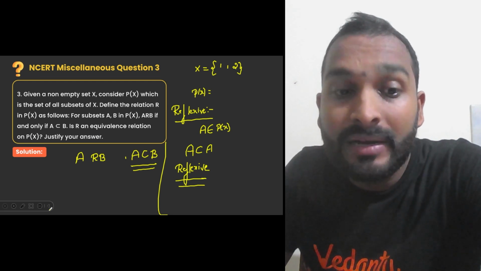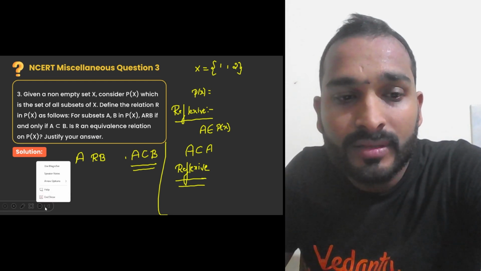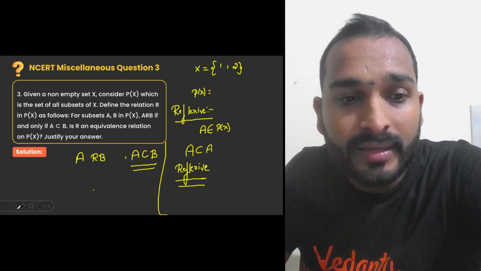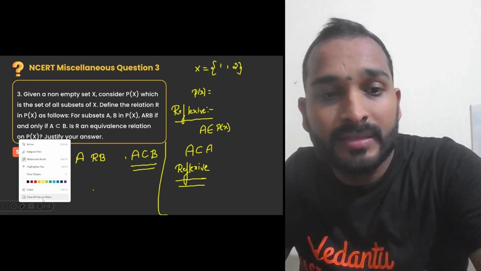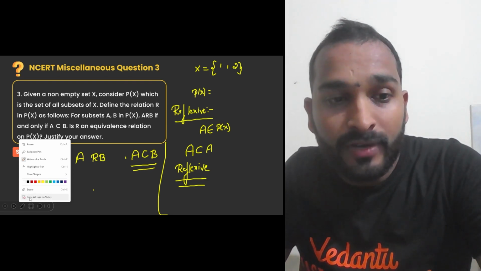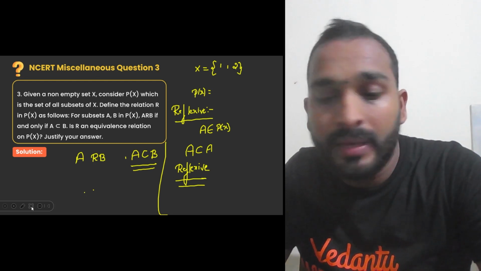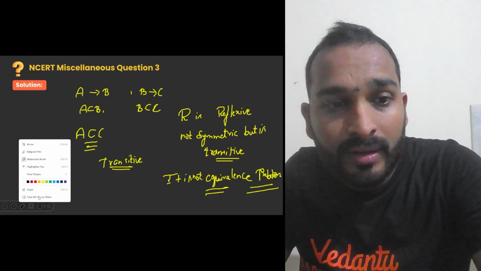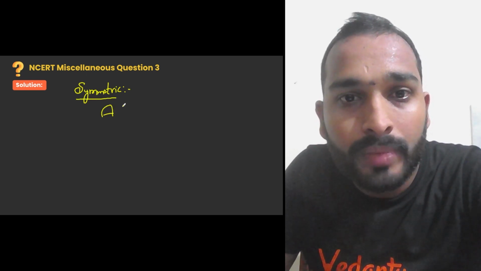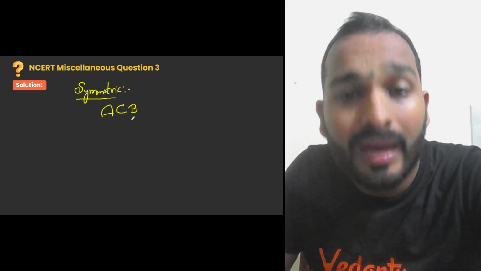But consider, is it symmetric, children? Is this relation symmetric? Tell me, when can a relation be symmetric? A relation can be symmetric only when if A is related to B, then B is related to A, correct? So if A is related to B, that means A should be a subset of B and B should be a subset of A.